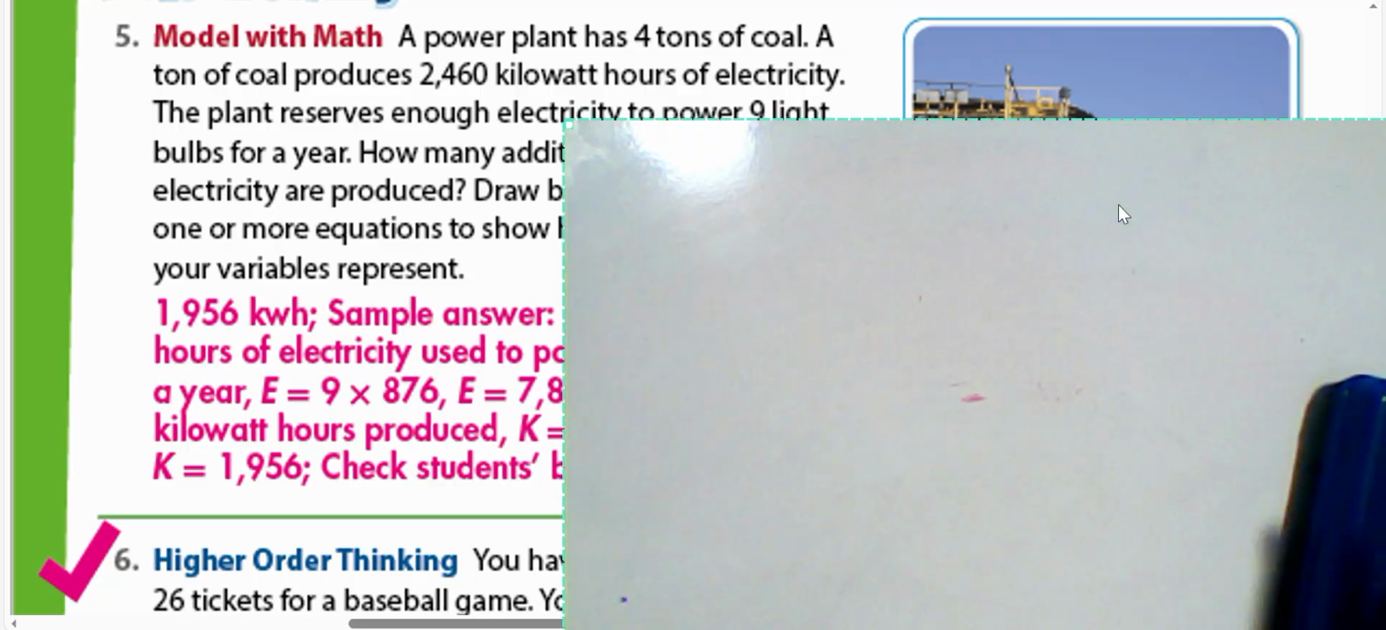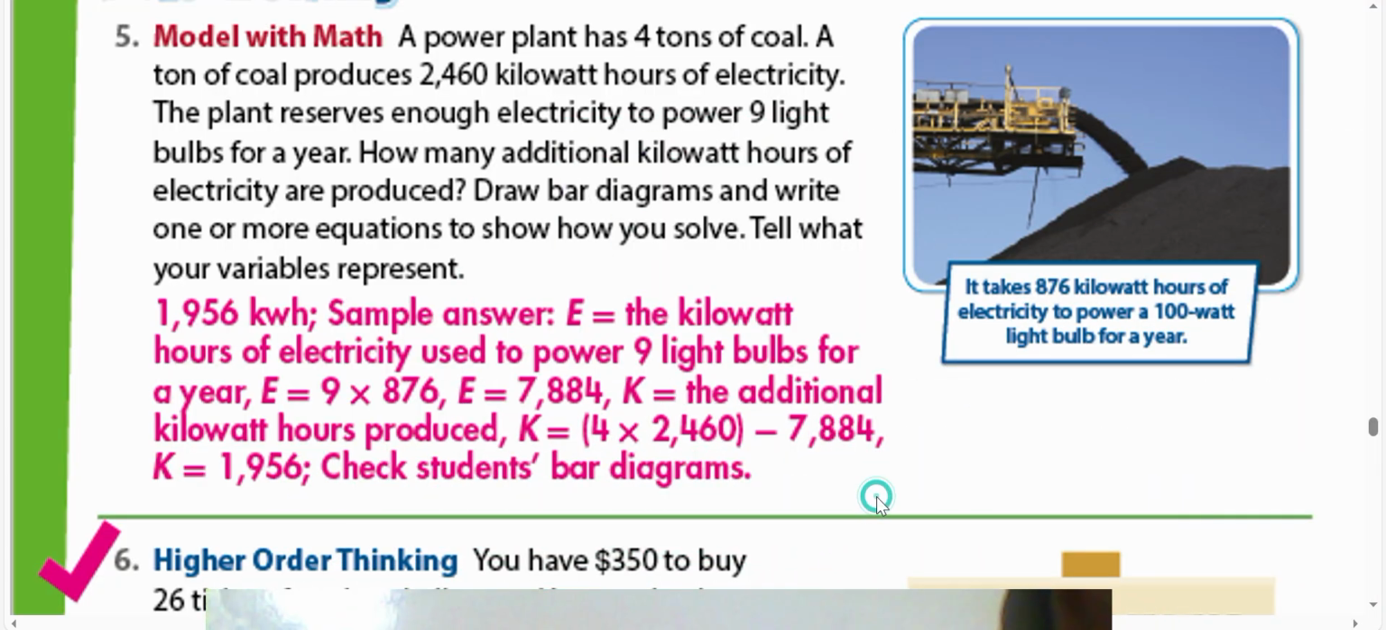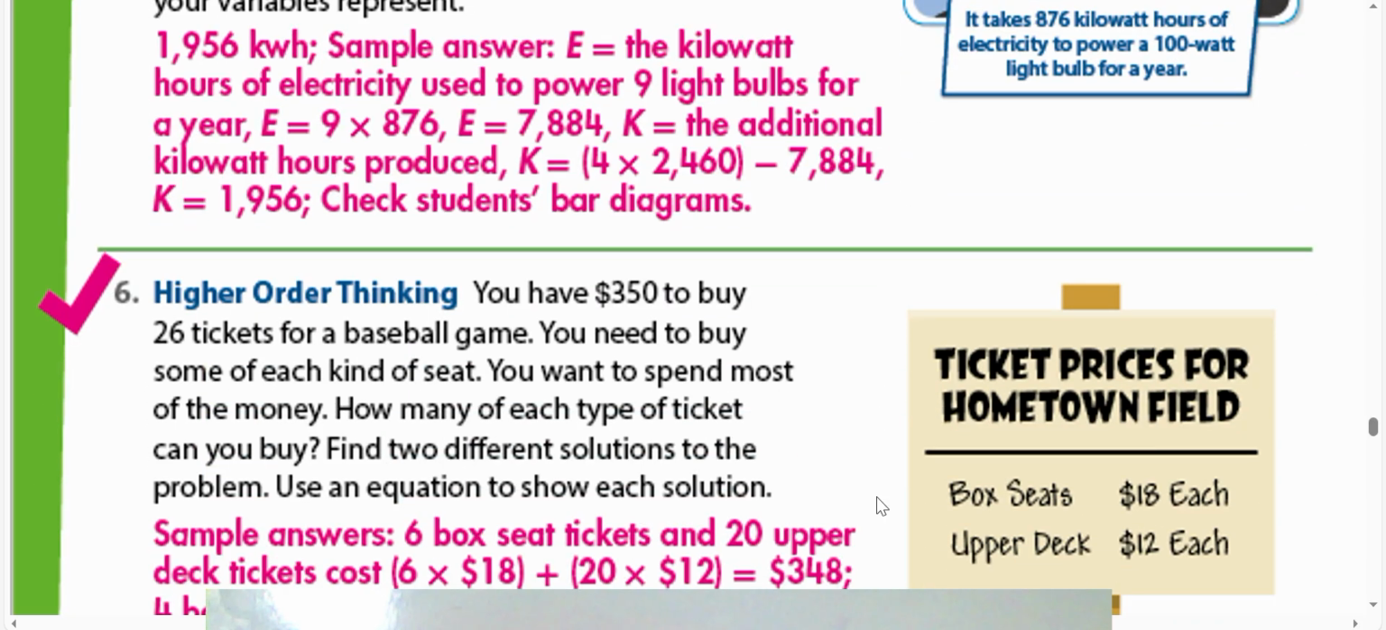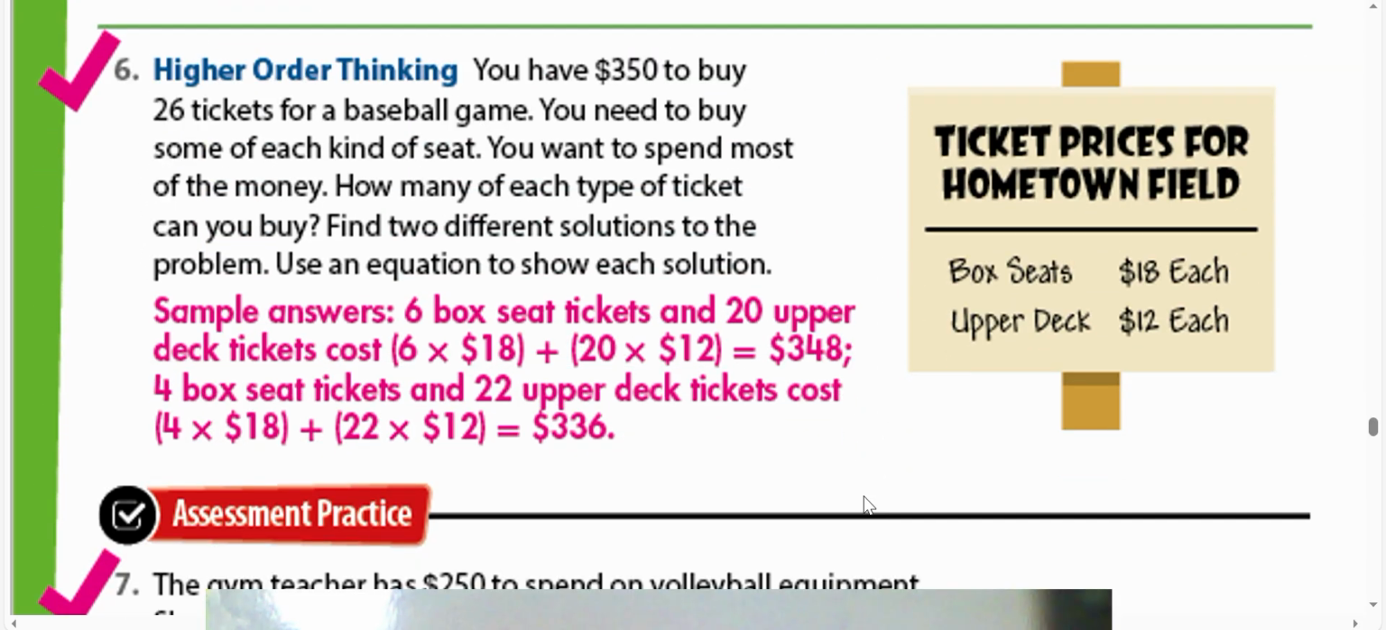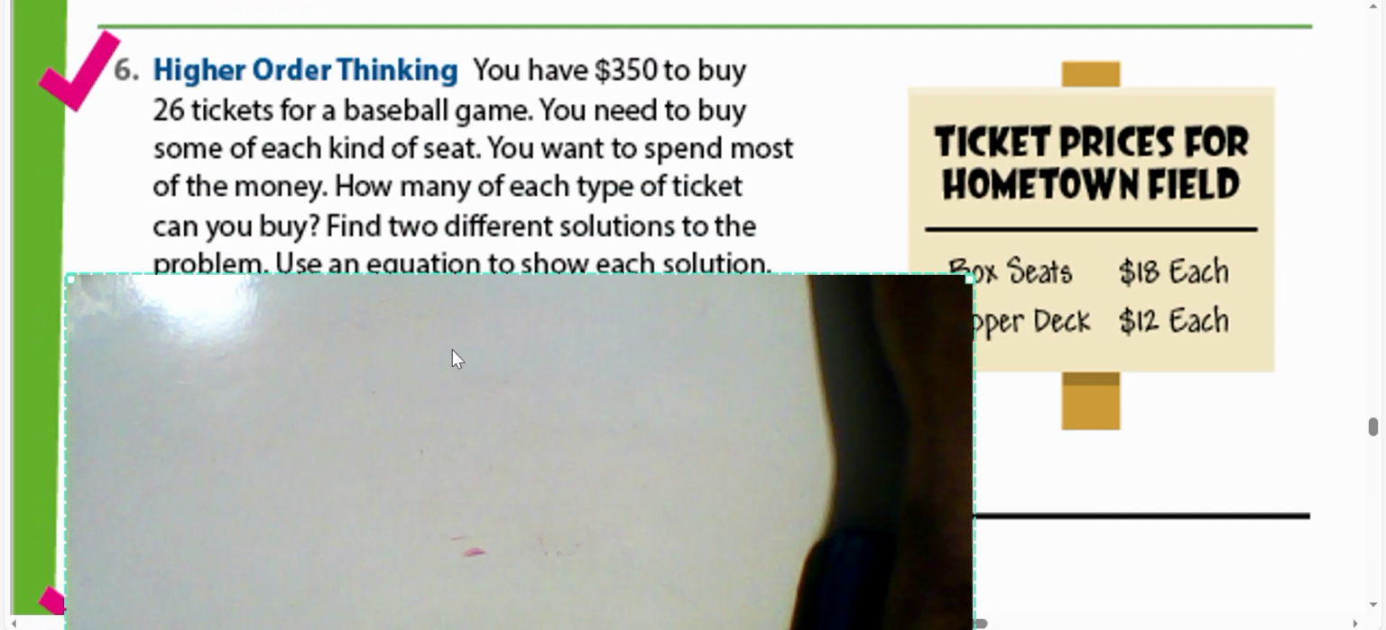1956. Okay, it's the correct answer for this question. You must know the steps. Okay, it's an important question. Now another question, higher order thinking. Okay, we will read first and then solve the example.